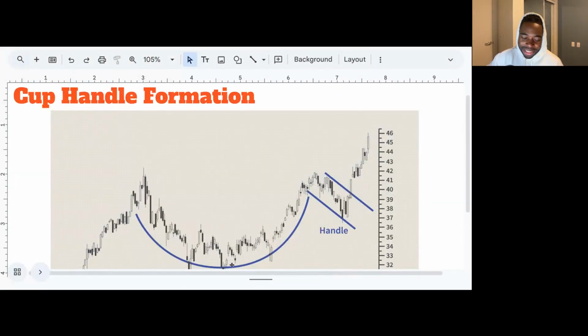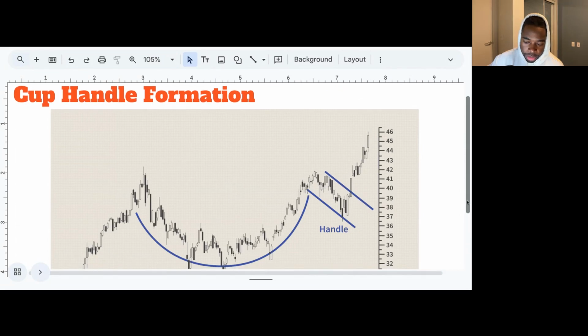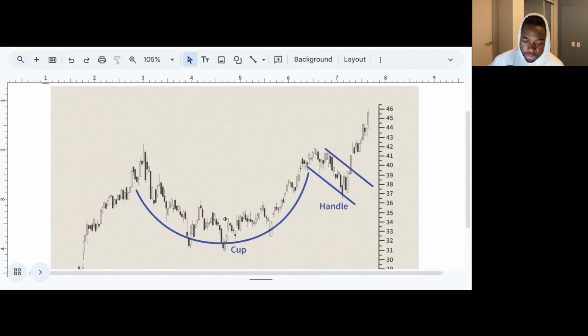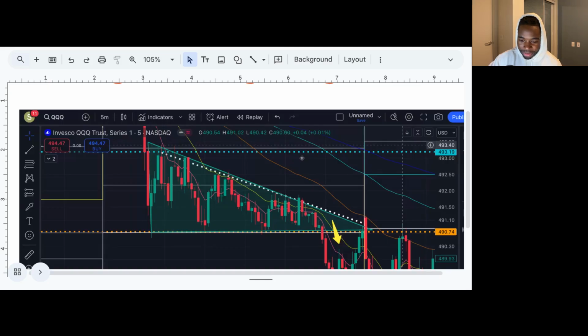Okay. The distance is basically going to be the depth of the cup. So from the low point of this cup to the high, to the neckline, you measure that low to the high. You then take that measurement and start it from the bottom of the handle up. And that will be the height that we are expected to go up once we break above the neckline. Hopefully I have another example later.